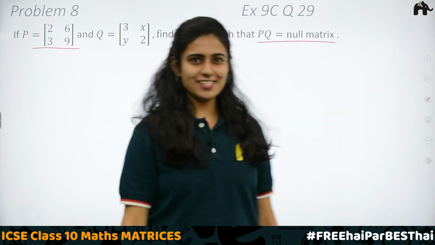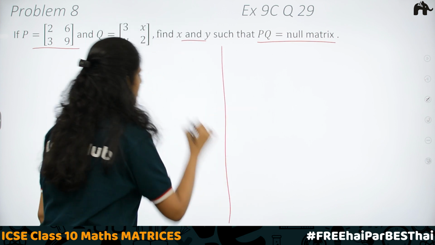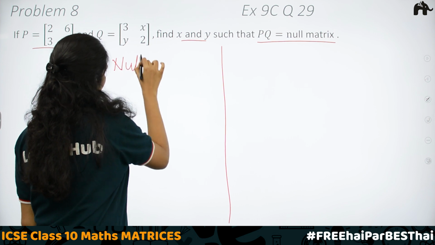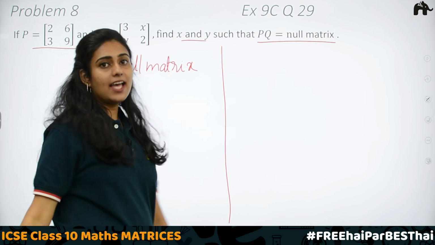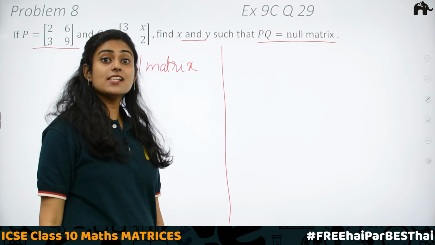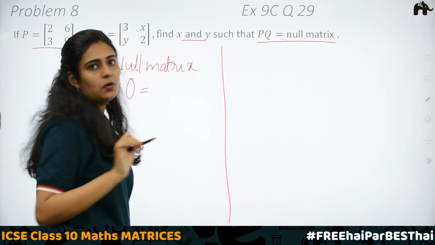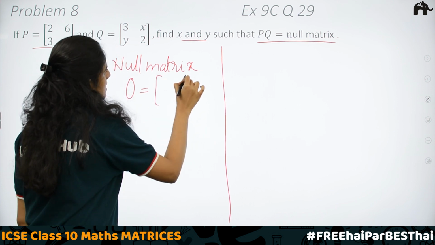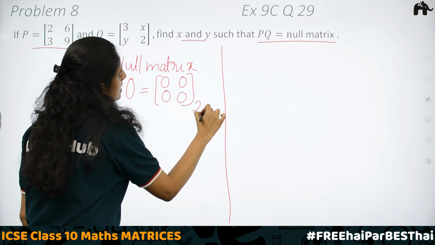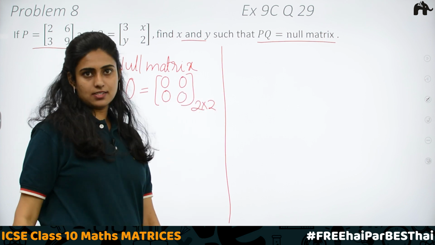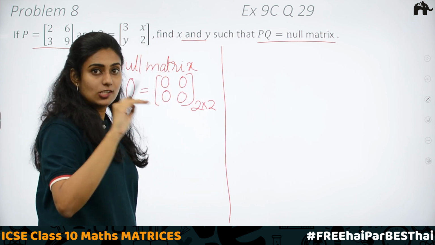What is a null matrix? In the first class we have discussed what a null matrix is. A matrix with all the elements equal to 0 is called a 0 matrix or a null matrix. We represent it with the letter O. The elements are 0, 0, 0, 0. This is a 2 by 2 null matrix. If it is a 3 by 3 null matrix, we will be having 0, 0, 0, 0, 0, 0, 0, 0, 0.